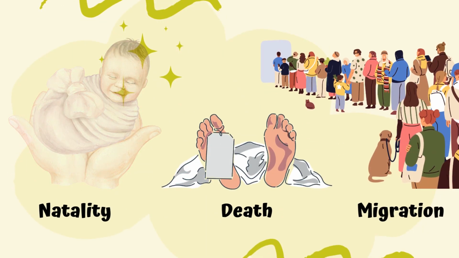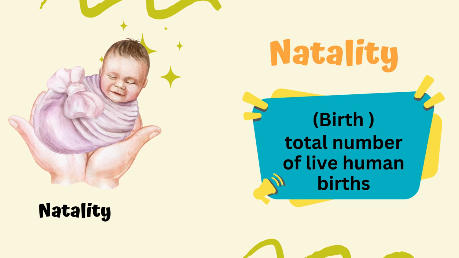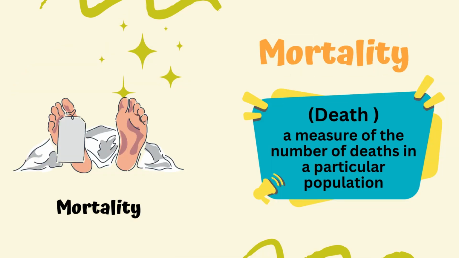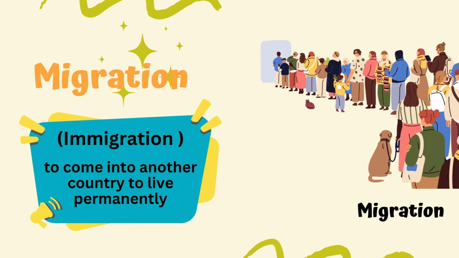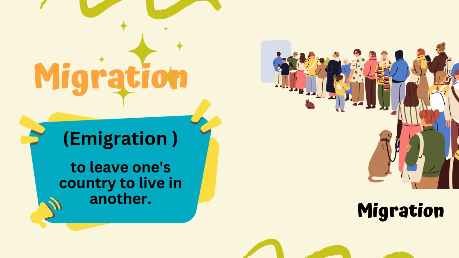Birth rate, also known as natality, is the total number of live human births per 1,000 population for a given period. Mortality rate, or death rate, is a measure of the number of deaths in a particular population per unit. Migration is the movement of a person or people from one place to another. Emigration is to move out, and immigration is to move in.